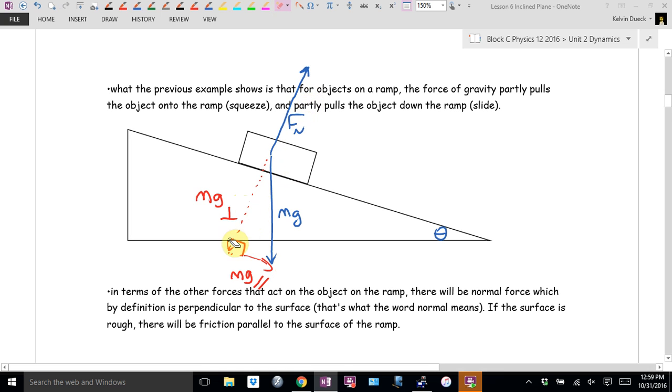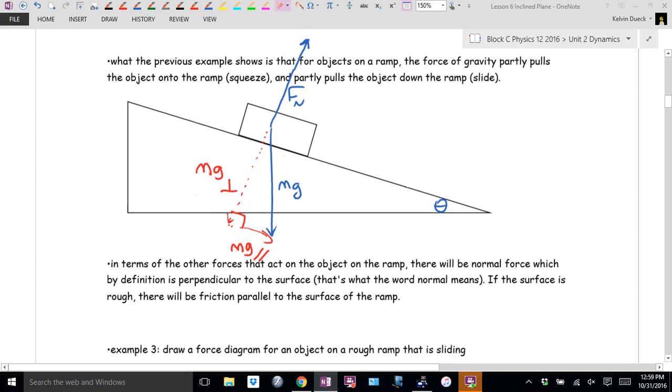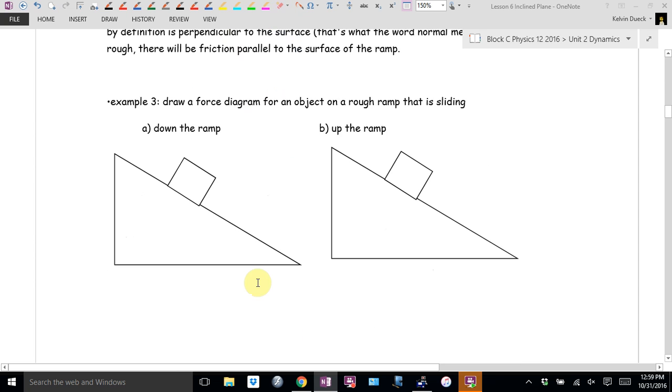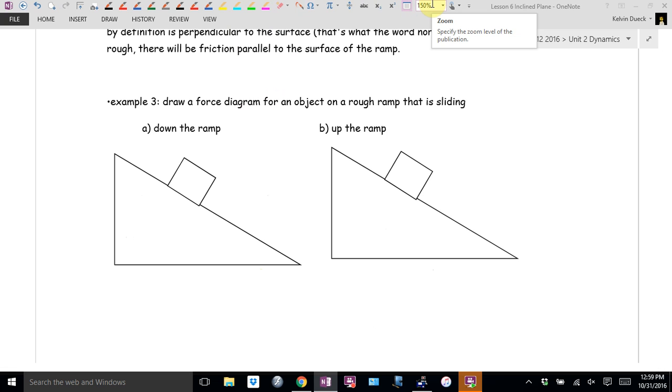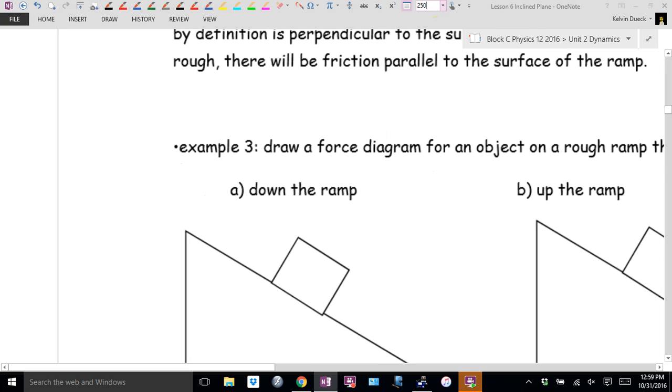In terms of the other forces that act, there's going to be a normal force. There it is. It's perpendicular to the surface, and if it's rough, there's going to be friction. So, example 3 says, draw a force diagram for an object on a rough ramp. Rough, I mean there's friction, and in situation A, we're sliding down the ramp.